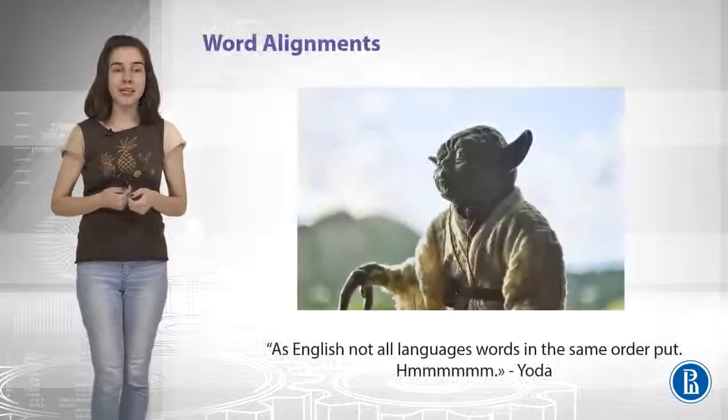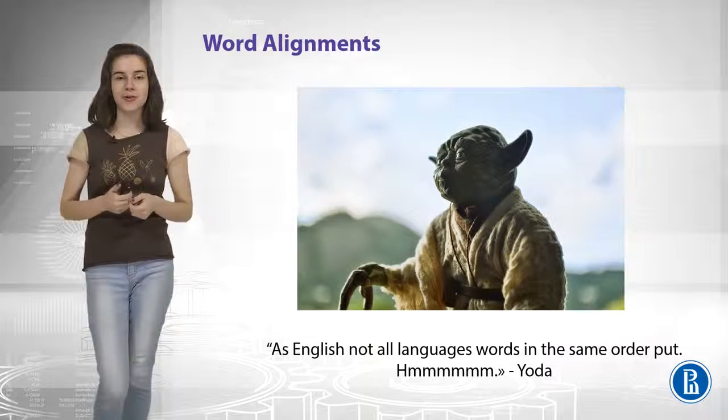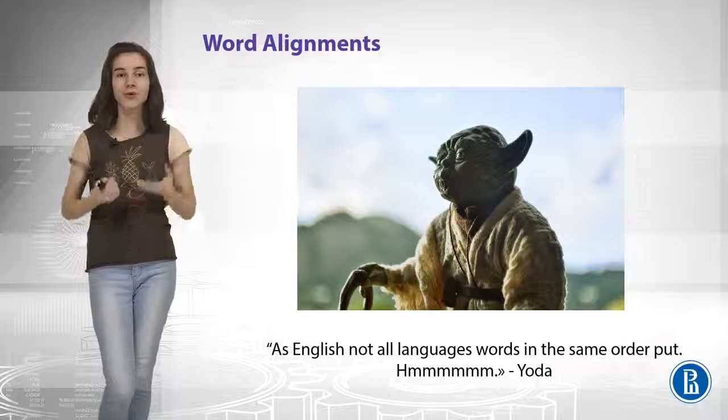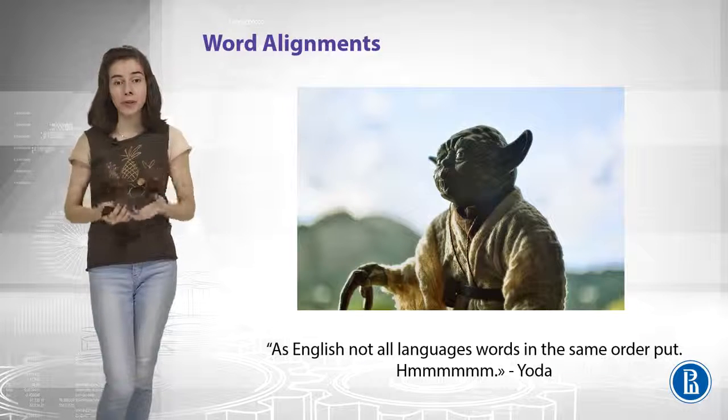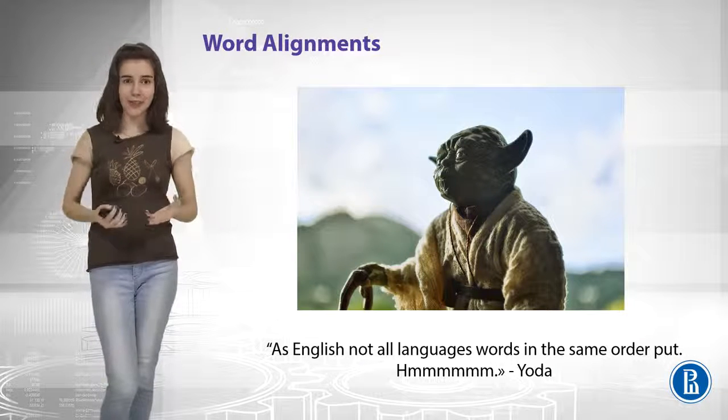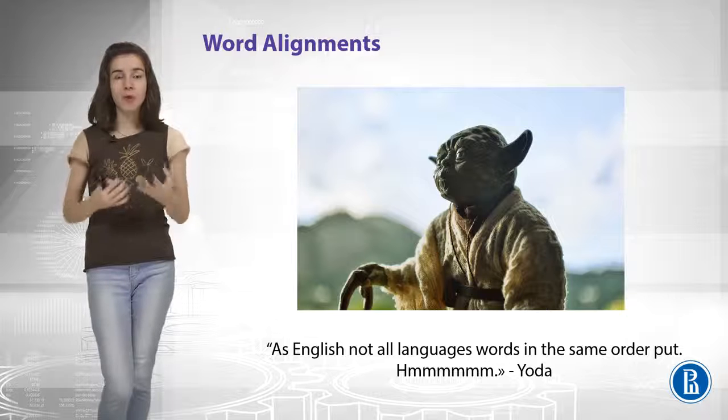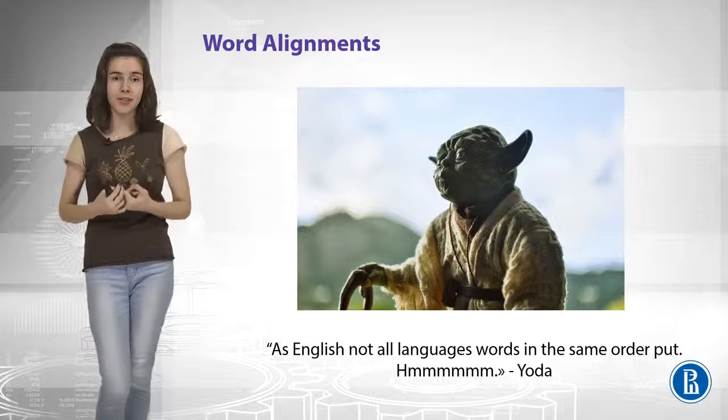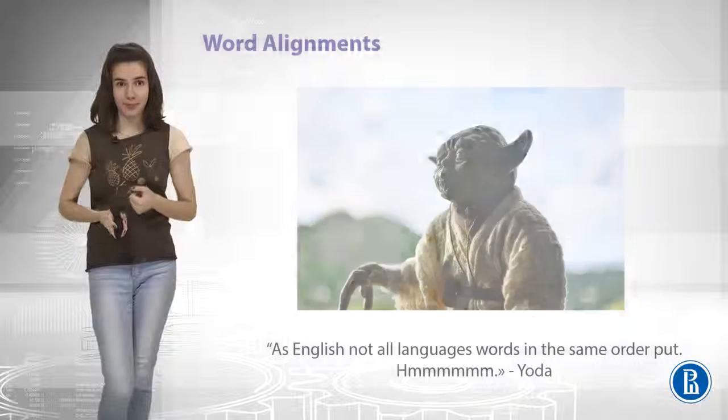is a super important subtask in machine translation, because different languages have different word order, and we need to learn that from data. So we need to build some word alignment models, and this video is exactly about them.